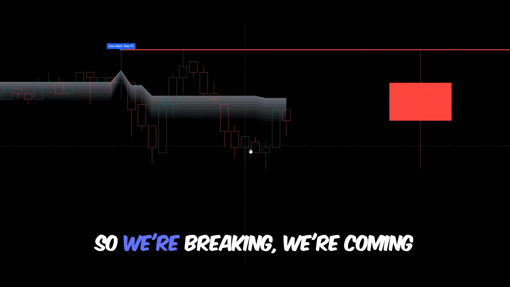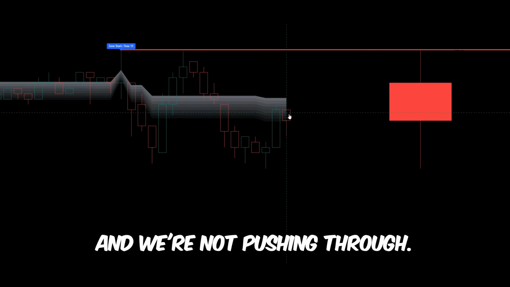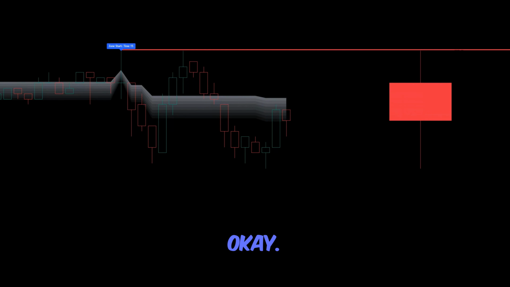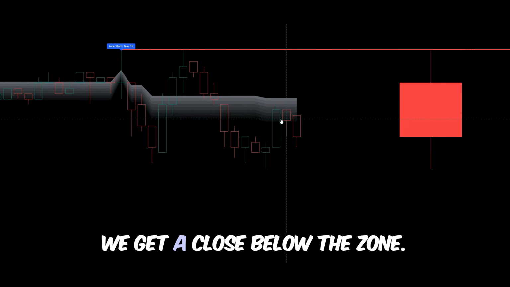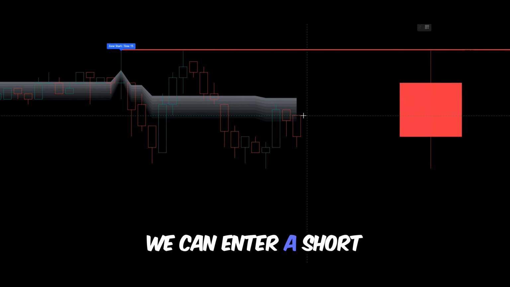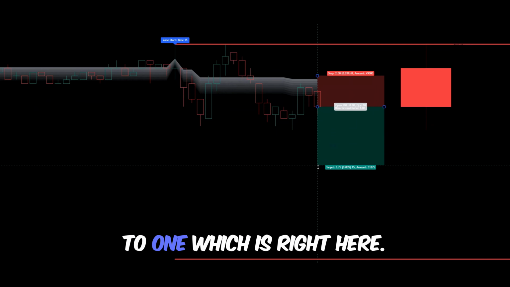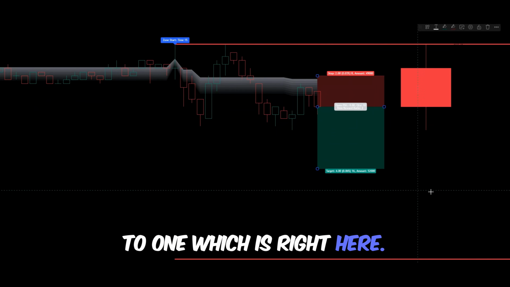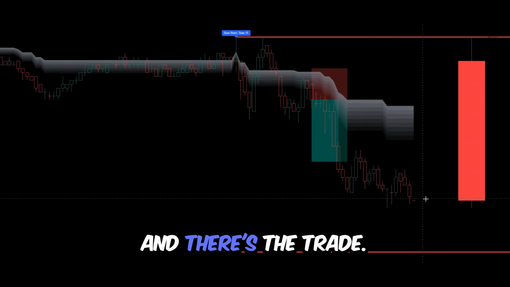So there we go. We're breaking, we're coming up, we're hitting it, and we're not pushing through. It's being resisted. And that's telling me right there, boom, we get a close below the zone. So it has been a break and a retest. So now what can we do? We can enter a short on this candle. We're using the zone as our stop loss, and then we're taking a 2-to-1, which is right here. Boom. And there's the trade.